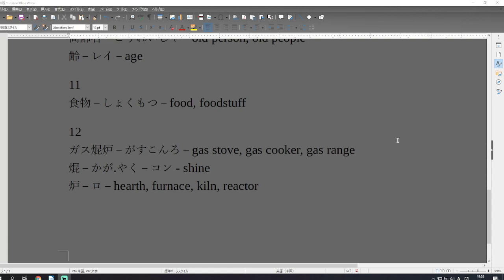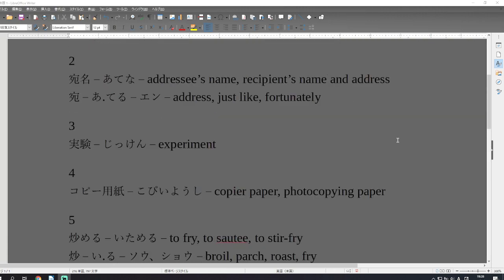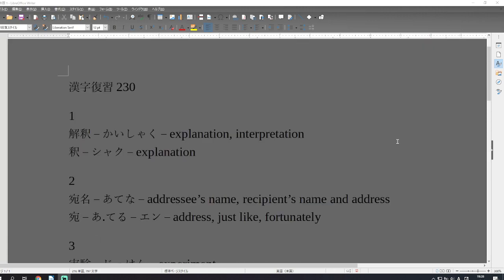A last note about these kanji study sessions: be sure that you are reviewing kanji every day, or at least a little bit, just to get a sense for memorization, how fast it's occurring, how fast it's not occurring. Let's go ahead and start.